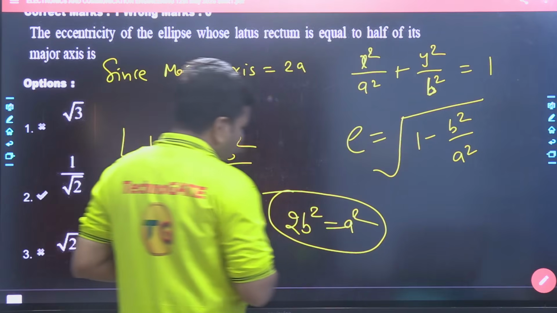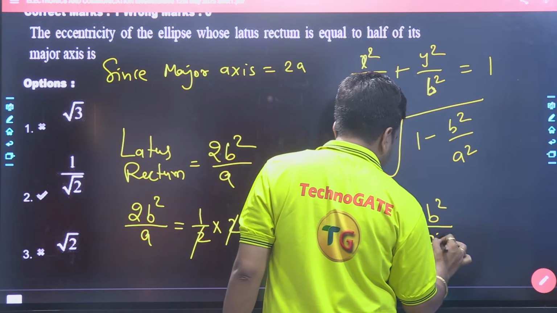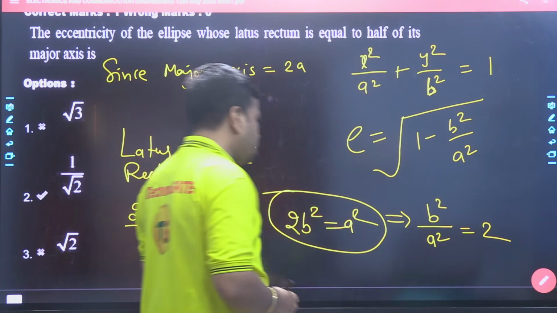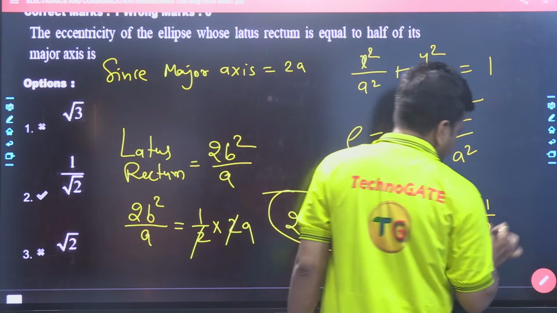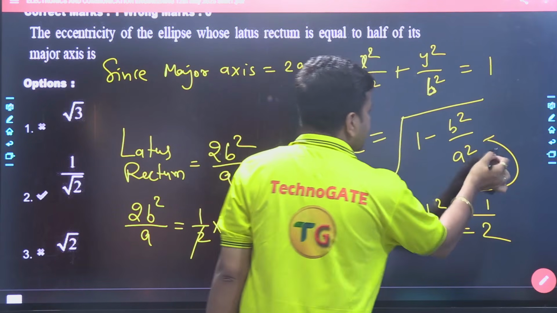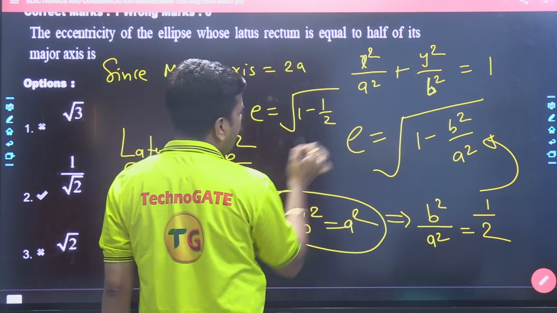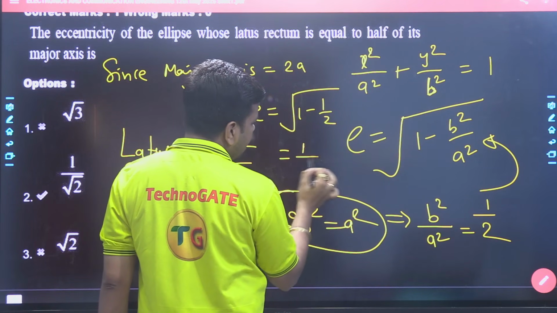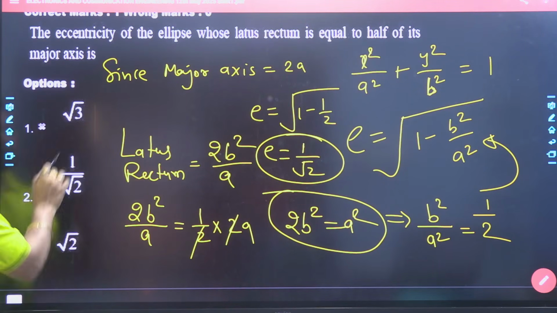So with the help of that we can compute b square by a square is equal to 1 by 2. Put that value in this eccentricity. So e is square root of 1 minus half. So this becomes 1 by square root 2. That would be your answer. You can go with this.